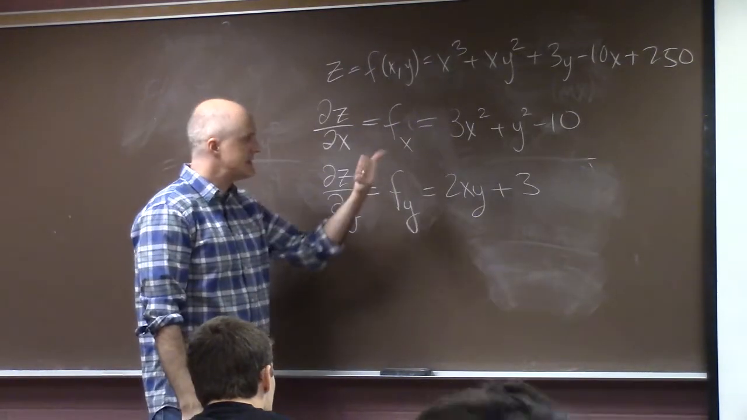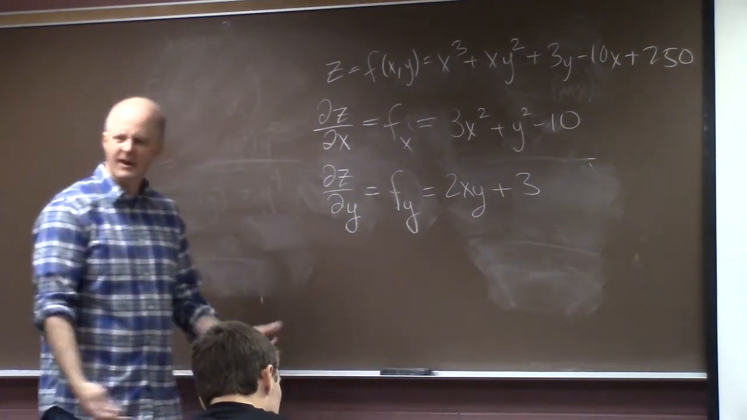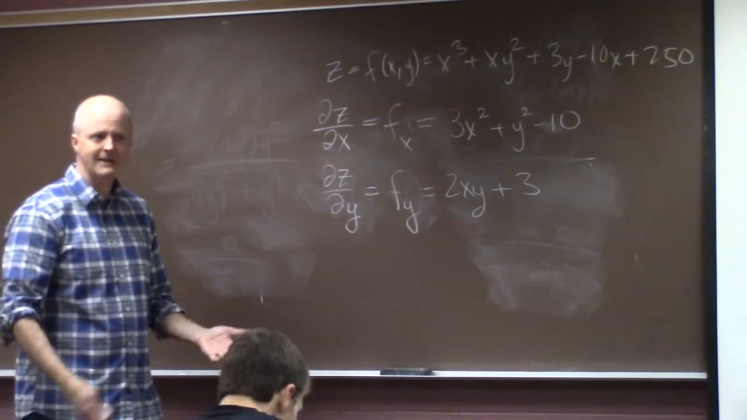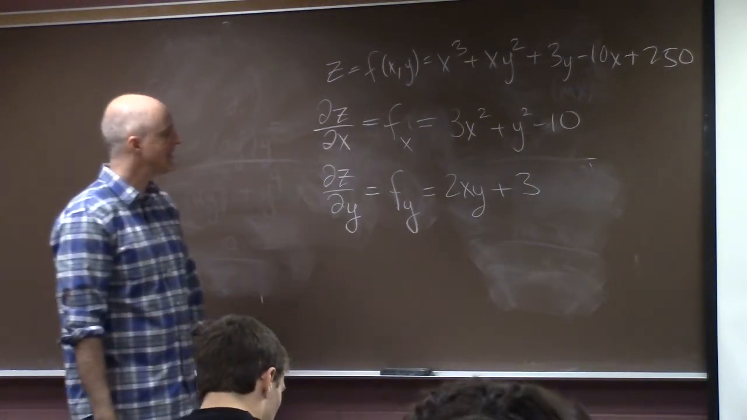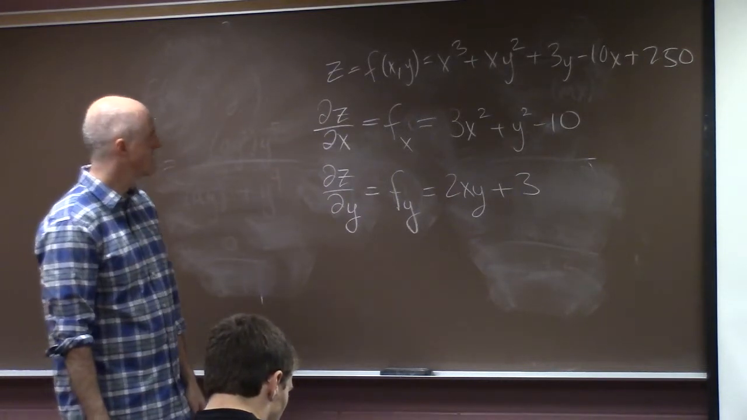On Monday, we set these equal to 0. We solved for x and y to find the critical points. There ended up being 4 of them. I didn't solve for them completely, but there were 4. I'm not going to focus on that today. We'll come back to that next week.